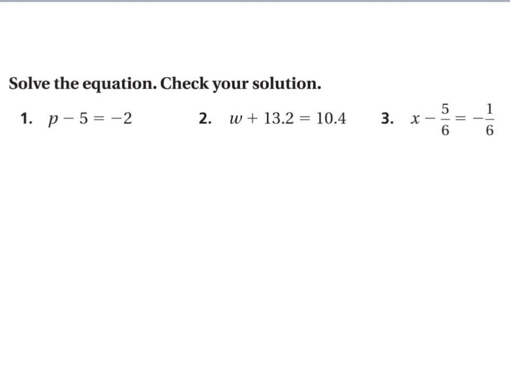Alright, here are 3 practice problems that I would like you to try. Give them a shot. We just are starting solving equations. Remember, you follow your basic rules. Get the variable by itself, and what you do to one side, you have to do to the other. Good luck, and have these done for tomorrow.